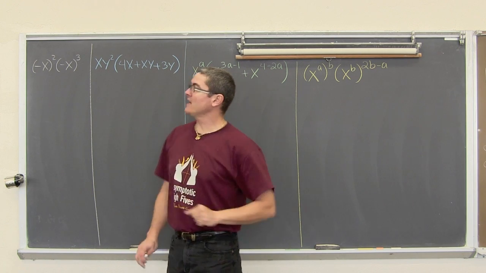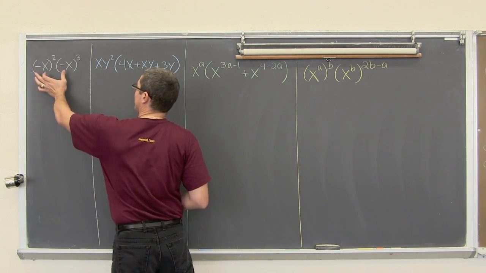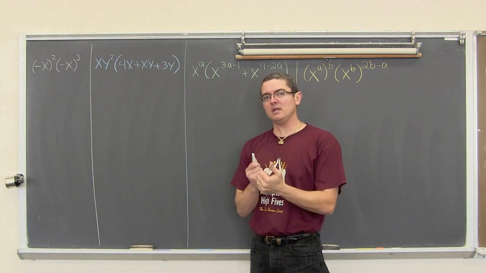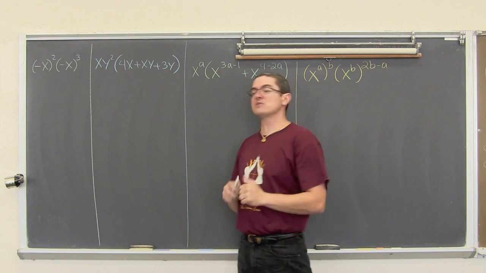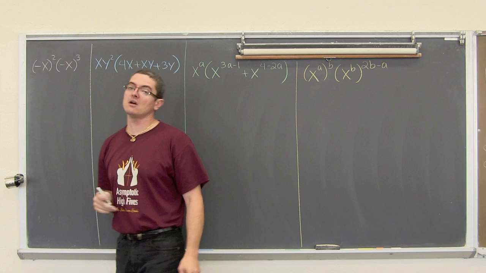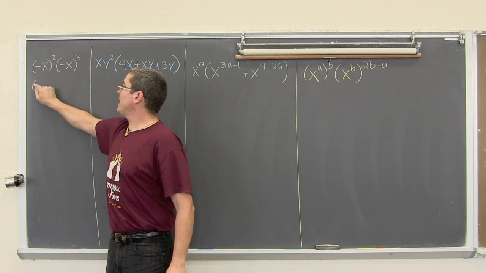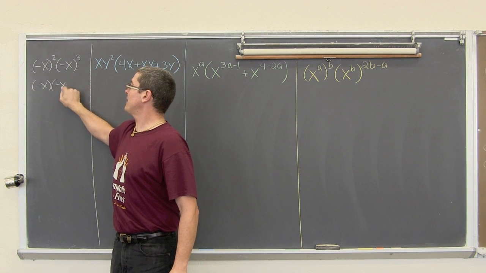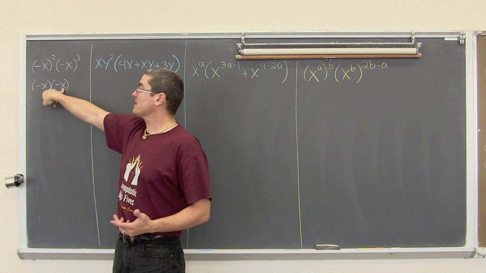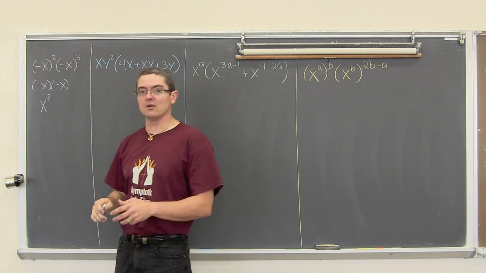Excuse me. We have negative x squared times negative x to the third power. Now I do have like bases here, so I can just add those exponents, but I want to really emphasize with you the difference between having a negative term inside of an even power and a negative term inside of an odd power. This is negative x times negative x. Now, negative 1 times negative 1 is positive 1, and x times x is x squared. So negative x squared is x squared.